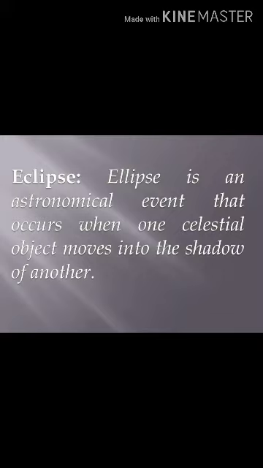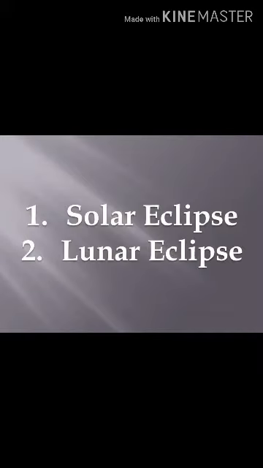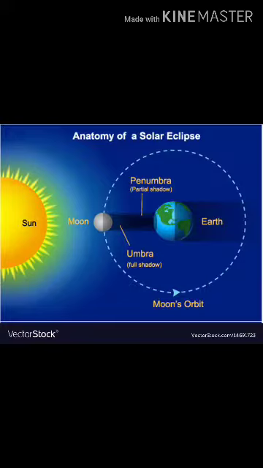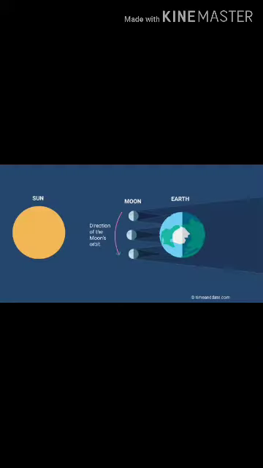There are two types of eclipse which can be observed from the earth. One is solar eclipse and second is lunar eclipse. First, we will see the information about the solar eclipse. In the solar eclipse, the moon is between the sun and the earth. Here, you can see the moon is in the center and the moon's shadow falls on the earth.